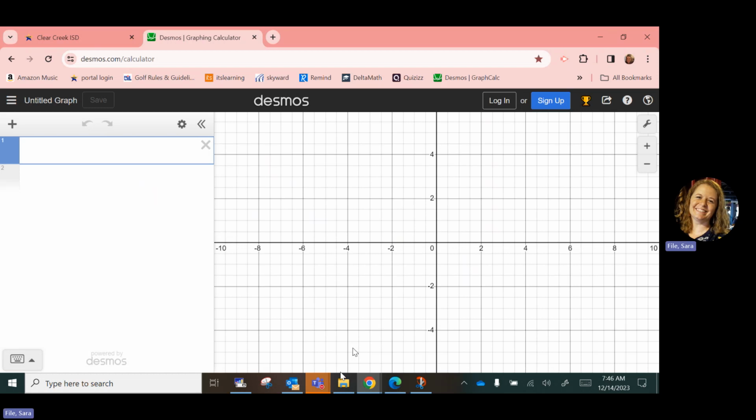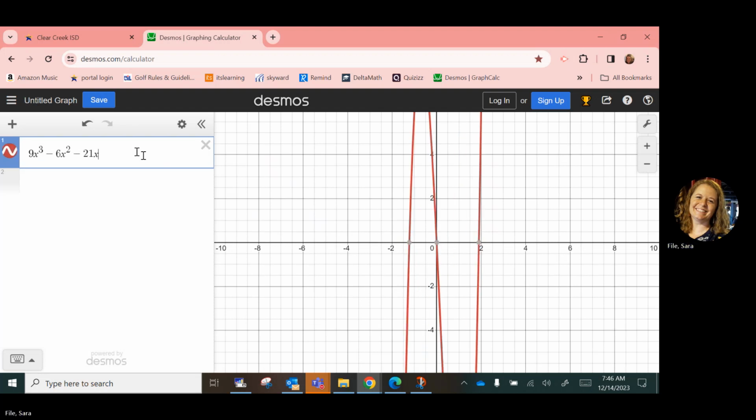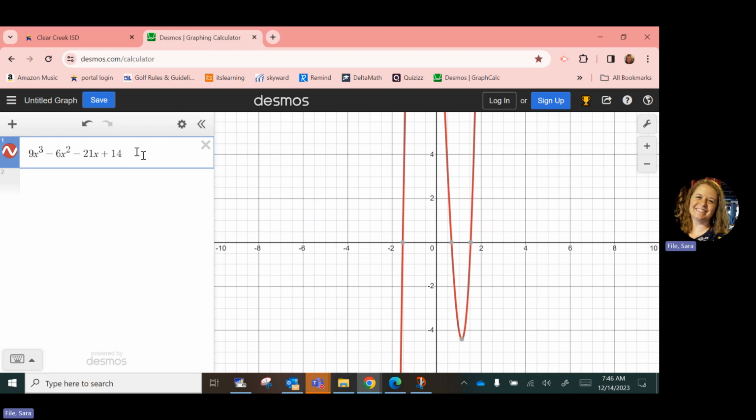Okay, so somebody just read to me the original problem. What was it? No, I don't need f of x equals, just the expression. 9x cubed. All right. So here's the graph of the given expression.